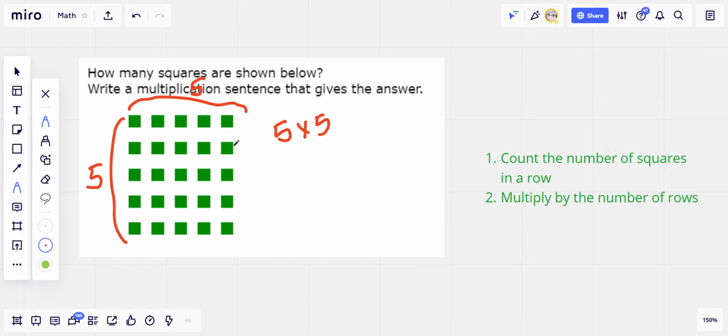It should make sense. We've talked about multiplication being repeated addition, and we have 5 rows of 5. So it's like 5 plus 5 plus 5 plus 5 plus 5. That's the same thing as 5 times 5. And maybe you've got these facts memorized. You know that 5 times 5 is 25.